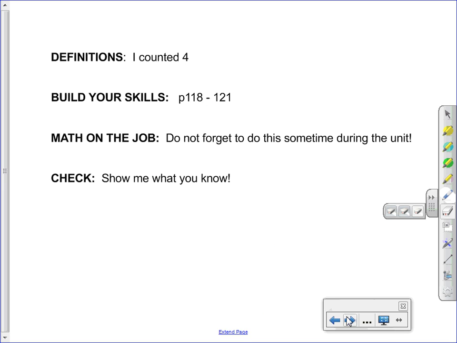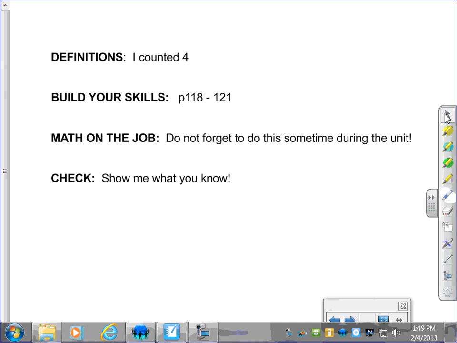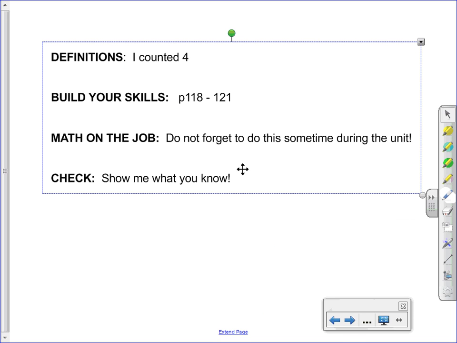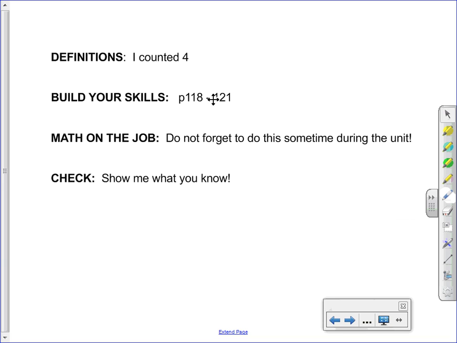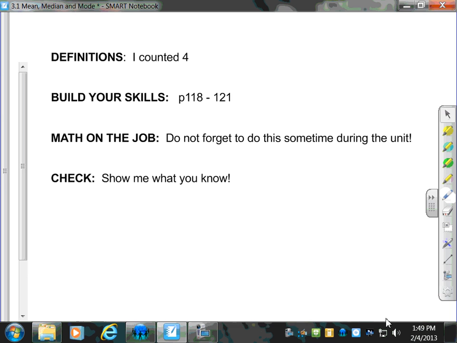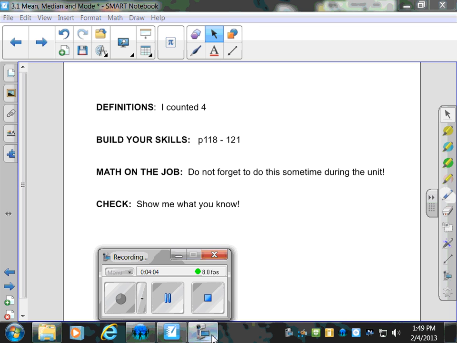And the idea is to talk about that as you do this assignment. So make sure you get your definitions down. Your Build Your Skills assignment is on pages 118 to 121. Don't forget to do the Roots of Math, one of those this unit, and the Math on the Job, and get your check done. Otherwise, that's it for this section. I will help you as you work.